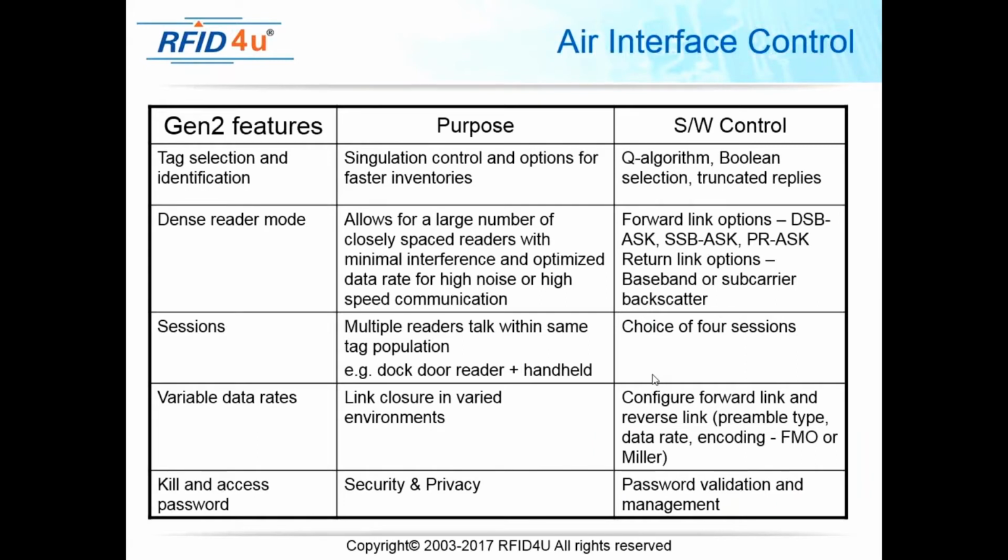So we talked about tag data selection, dense reader mode, sessions, variable data rates. The other thing, which we had talked about earlier, is that from a security point of view, the Class 1 Gen 2 ISO 18006C, and I know that's boring, but it's important for you to remember that, has as one of its capabilities the ability to kill a tag so it cannot be read again, and or to put an access password on it so that you have to have a password to be able to access it. One of the labs in the class will go through killing a tag and setting up access passwords and how that all works. So we'll have a lab on that in the class.